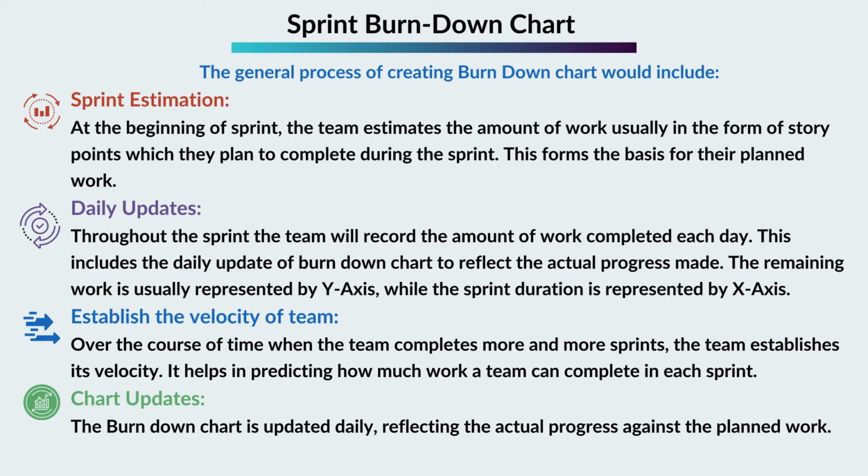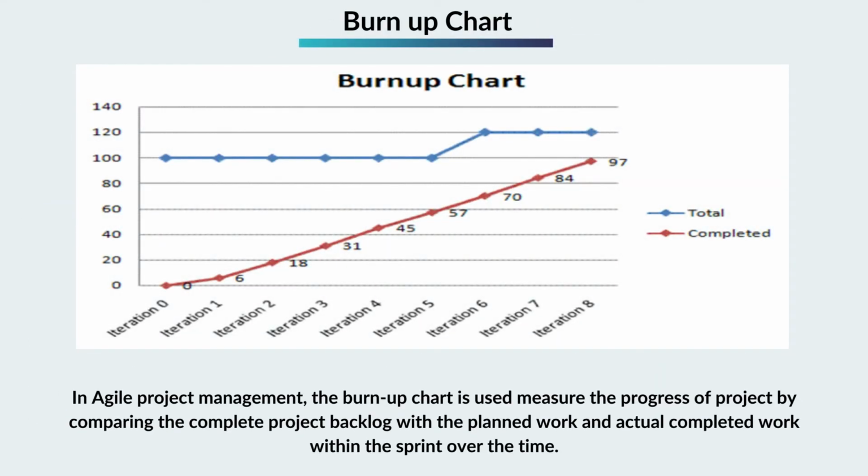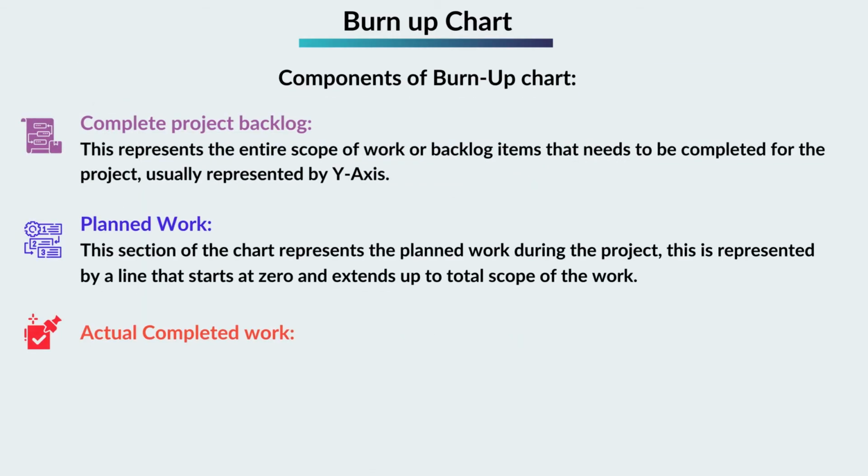Burn-up chart. In Agile project management, the burn-up chart is used to measure the progress of the project by comparing the complete project backlog with the planned work and actual completed work within the sprint over time. Components of burn-up chart. Complete project backlog.